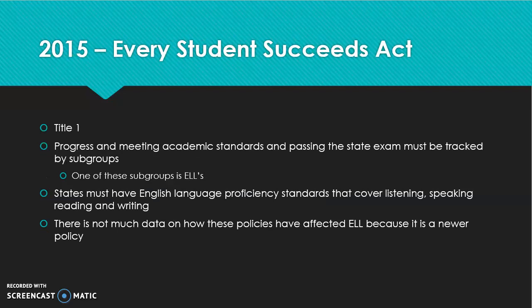The last act I will be talking about is the Every Student Succeeds Act from 2015. This is the Title I Act, and the progress in meeting academic standards and passing state assessments must be tracked into 4 different subgroups. One of these subgroups is the English language learners. Having English language learners in their own subgroup will help schools and students be held accountable for their learning.